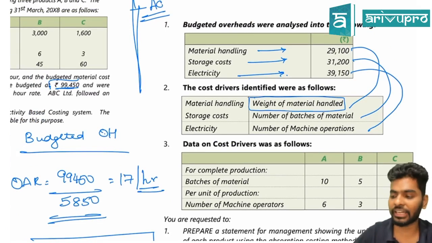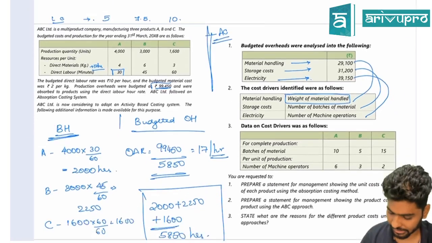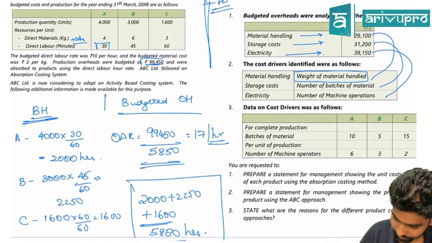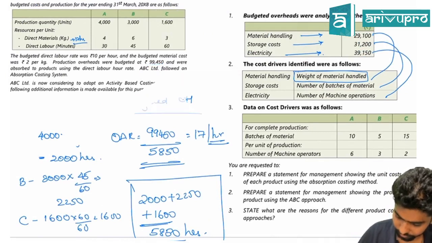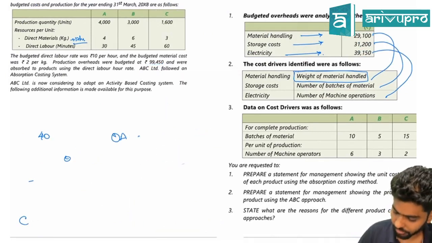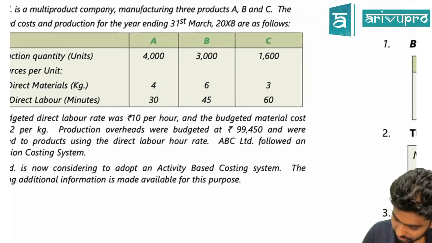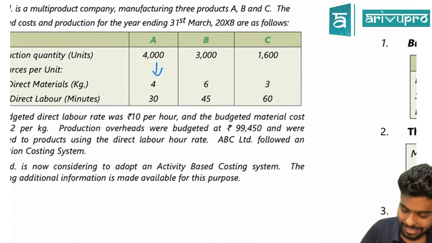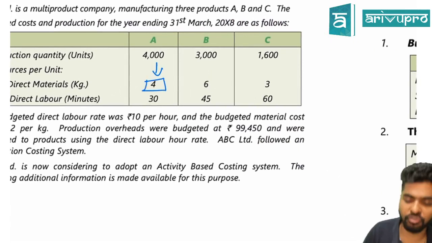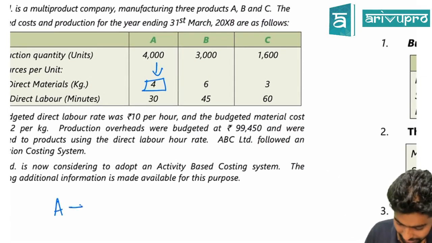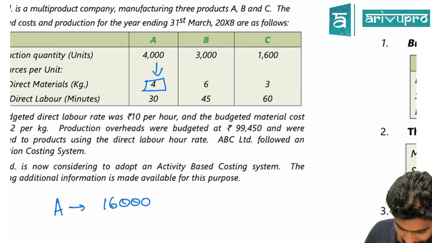Now if I have to find out the weight of the material handled, let's try looking into it. See here, in the question, where can I get a weight? See here, material A requires 4 kgs. So A totally, can I say, requires 16,000 kgs?